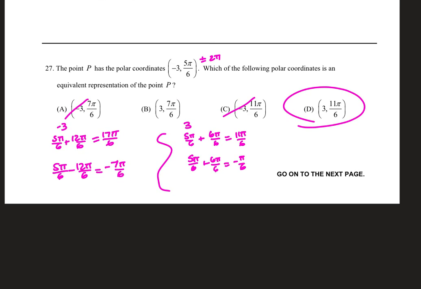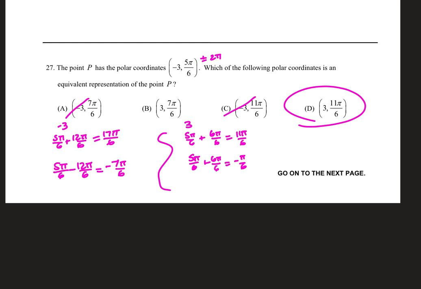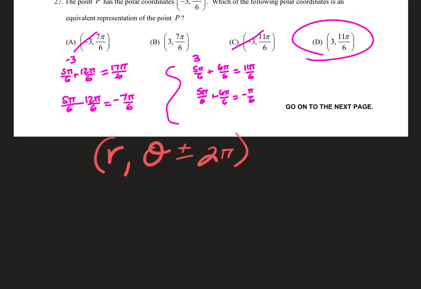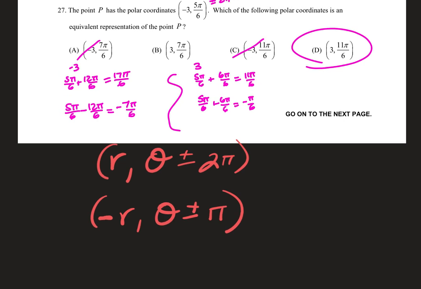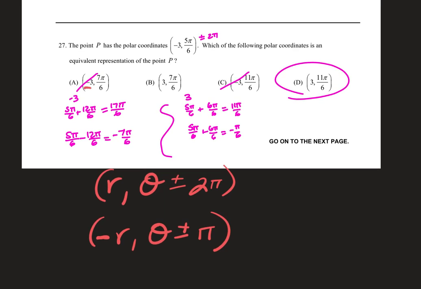27 is asking you for an additional representation of that point. So remember, there are 2 tricks to get that. You either keep the r the same and you take theta and add and subtract 2 pi, or even multiples of 2 pi. Or you change r and you take theta and you add and subtract pi, or odd multiples of pi. So if you looked at the answer choices, the ones that kept the r negative were not plus 2 pi or minus 2 pi, so I ruled those out.